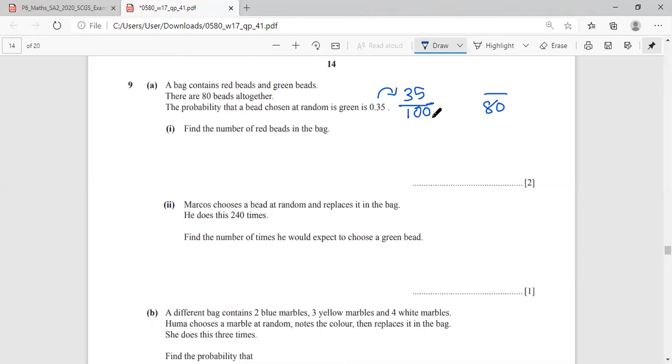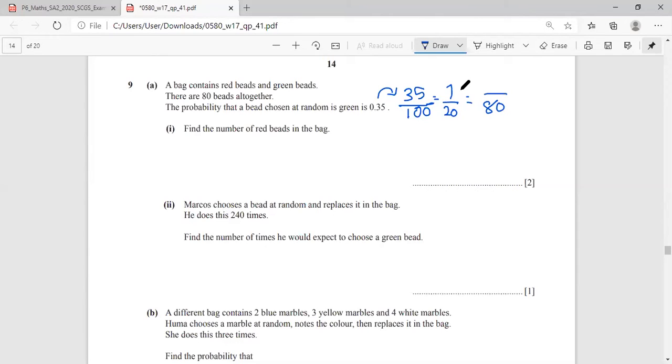If you notice, this is actually a ratio. You can do it as a ratio. So what I will do is simplify this fraction. I can divide by 5. 7 and 20. Okay, 7 over 20. So this is my probability.